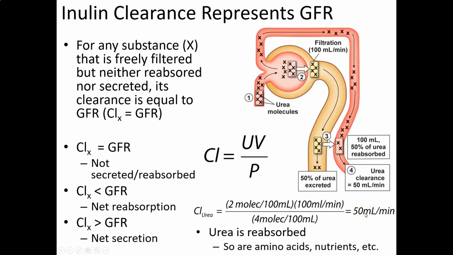So basically, since the clearance is less than GFR, we can say that urea is actually reabsorbed. Now, it's not completely reabsorbed, because if it was, it would have a clearance of 0, like glucose, but it's partially reabsorbed. And in fact, you would argue that anything less than 125 would be partially or completely reabsorbed, and anything above 125 would be partially or completely secreted.